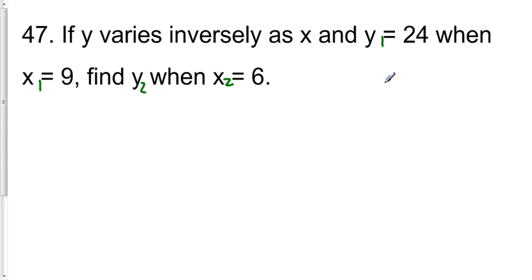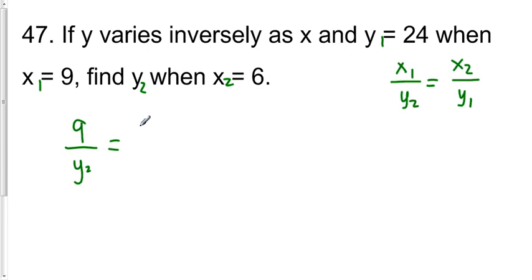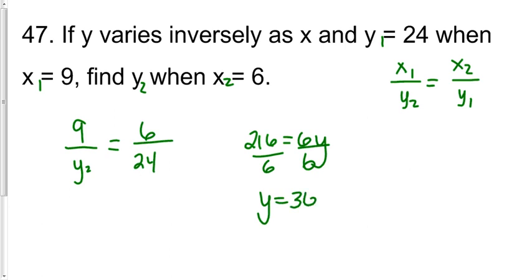Now, here's the proportion for an inverse variation, just to remind you. We're going to go x1 over y2 and set it equal to x2 over y1. They're opposite here. So plugging in these values, I know that x1 is 9, y2 we're missing, and x2 is 6 over y1 is 24. Now we're going to cross multiply and then divide by 6. So 9 times 24 is 216. 216 should equal 6 times y. Divide by 6, and we get y equals 36.